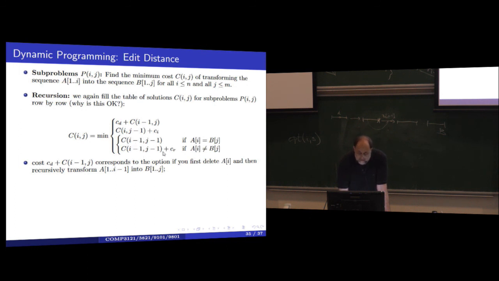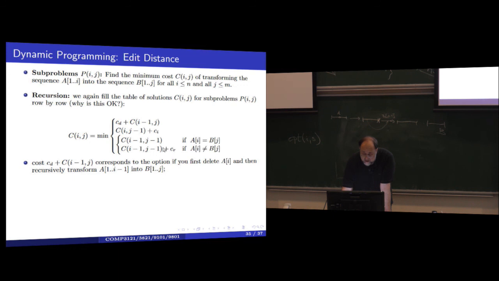Or you transform A up to I minus 1 into B up to J minus 1, and then you replace the very last element in case AI is not equal to BJ, right? Then you transform A up to I minus 1 into B up to J minus 1. And of course, then automatically, in this case, you get also the transformation of the whole sequence, because the last element already matched, right?